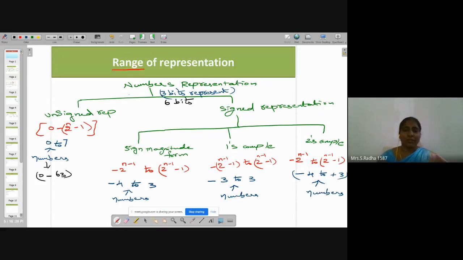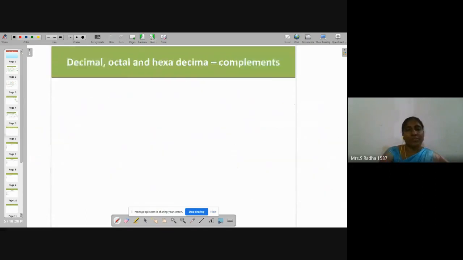But in sign magnitude form, it will be minus 32 to plus 31. In 2's complement also, it will be minus 32 to plus 31. In 1's complement, we can represent only minus 31 to plus 31. Now, if I go to the next slide, this is the range of representation: if you have a number of bits, what are the numbers you can represent.